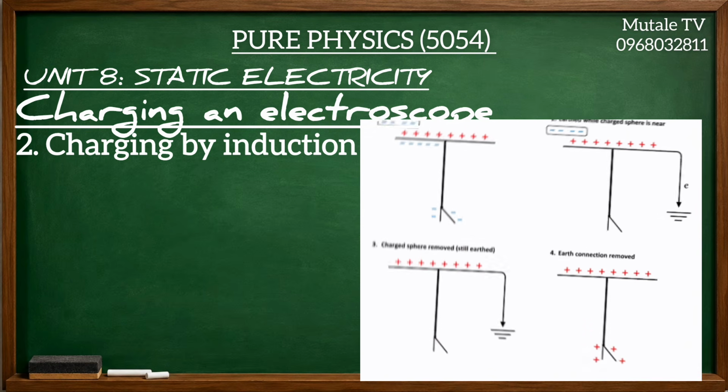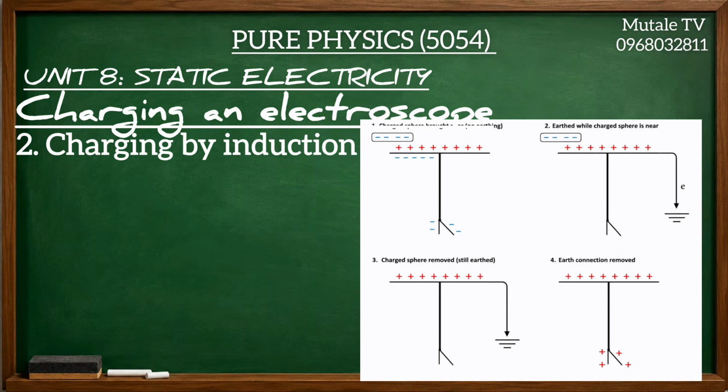Then the other method is charging by induction. Using the law of electric charges, when a negative rod is brought near the metal cap, electrons are repelled to the metal plate and the leaf, leaving a net positive charge on the metal cap. Touching the metal cap at this point, while the charged rod remains in position, ensures that the positive charges remain at the end of the metal cap due to attraction between the negatively charged rod and the positive charges.